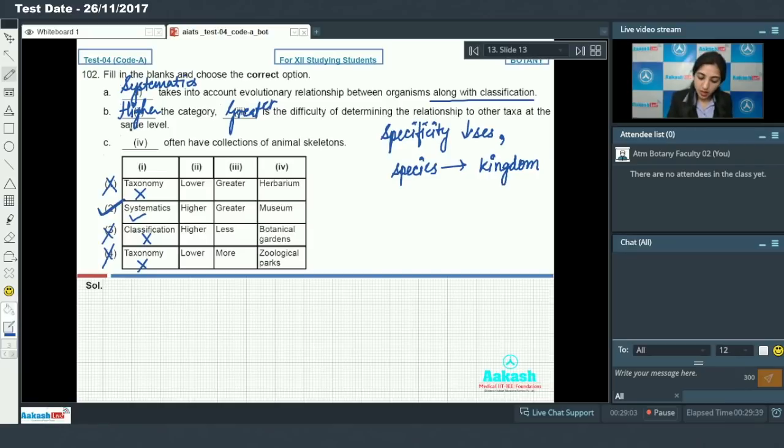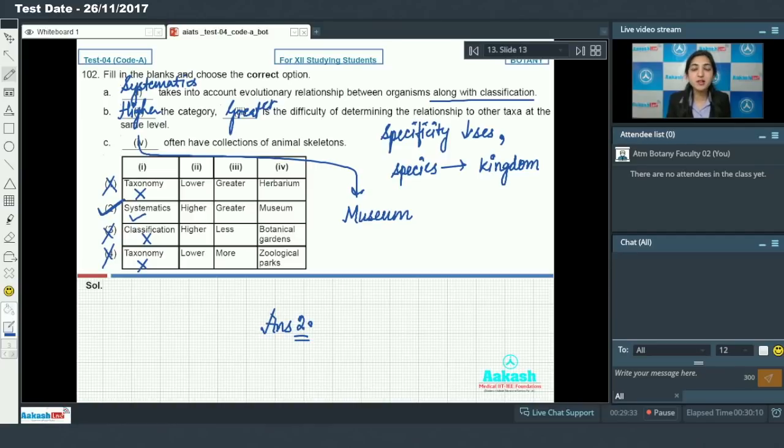Okay, so higher the category, greater is the difficulty of determining the relationship to other taxa at the same level. Dash often have collections of animal skeletons. We know that. We have seen this in the schools. Museum. Museum is a taxonomical aid which often have collections of animal skeletons. So by this, answer to this question is option number 2.